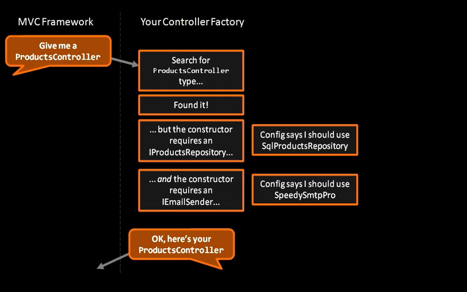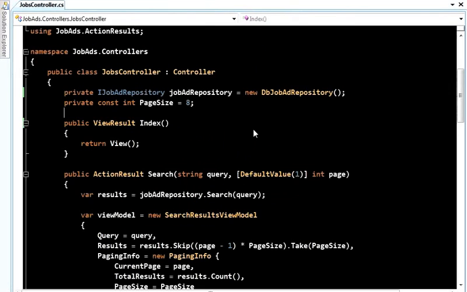I know this all sounds very complicated, and it would be, except that in the .NET ecosystem there are loads of really good open source inversion of control tools that take the pain away. Let's now see how you can do all of this in just a few lines of code using a popular tool called Ninject. We're going to be extending the job ads application from the previous controllers episode.